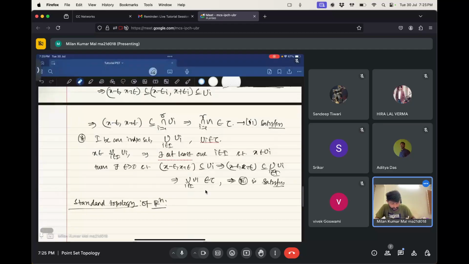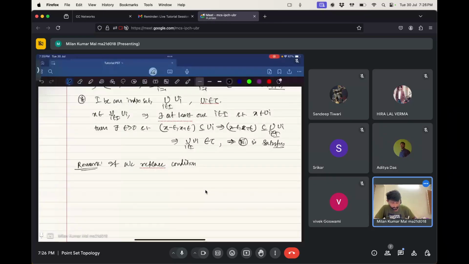If we replace condition 2 of the definition of topology, or better not to write it this way. Note that for a topological space, let (X, tau) be a topological space.